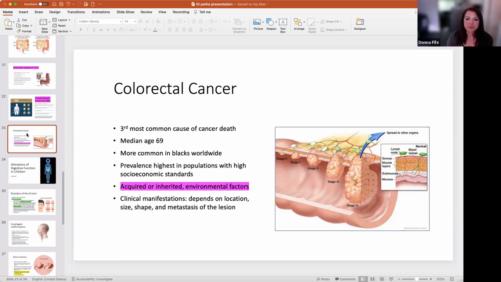Clinical manifestation depends on the location, size, and shape, and the metastasis of the lesion. And here it's showing the different stages of that growth of colon cancer and spreading to other organs, metastasizing.